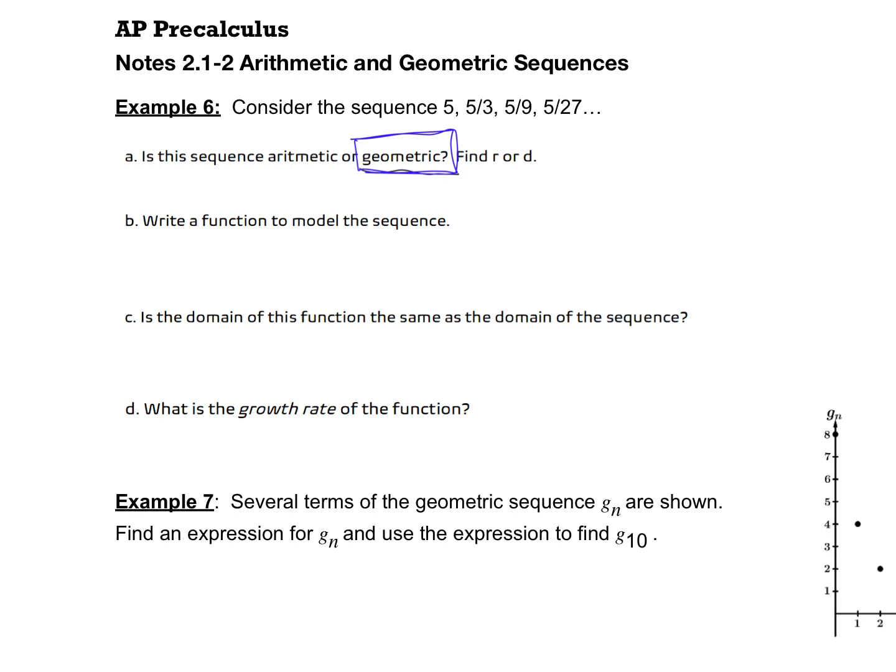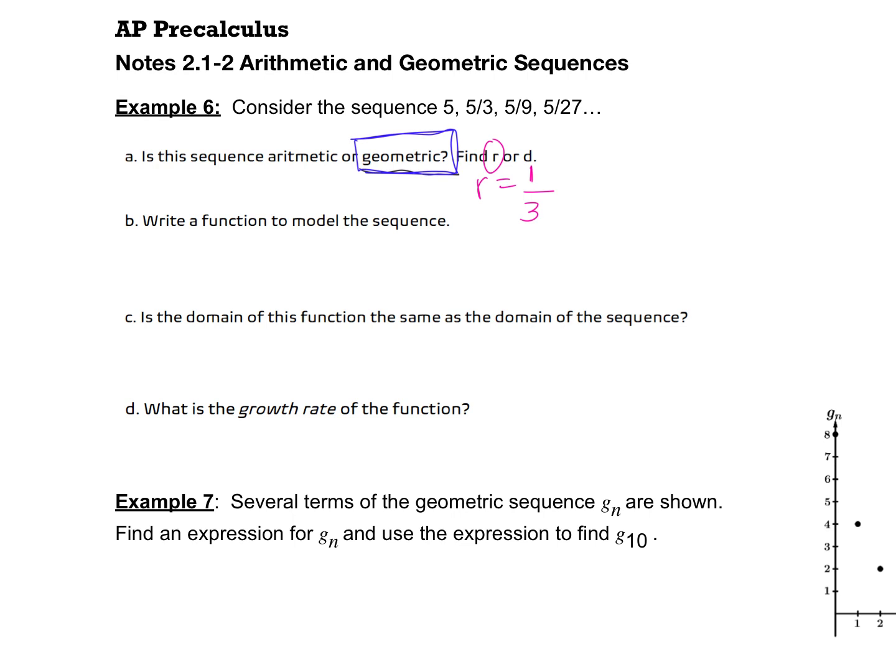So that being said, let's find r. What is my r value? How is it changing each time? What are we multiplying by? 1/3, okay? 5 times a third is 5/3. 5/3 times a third is 5/9. So we're multiplying by 1/3.